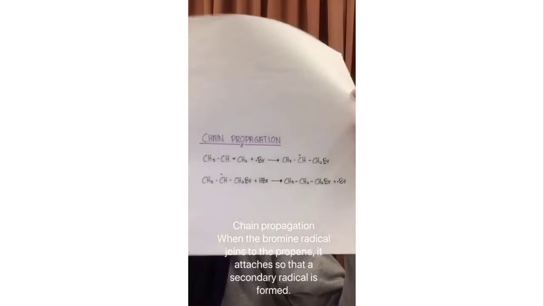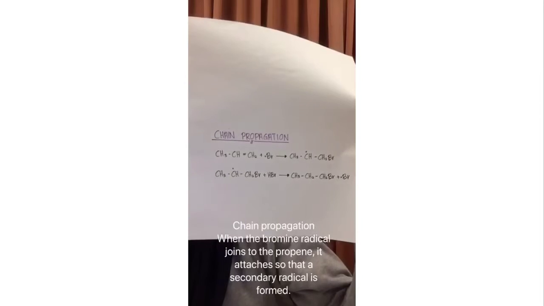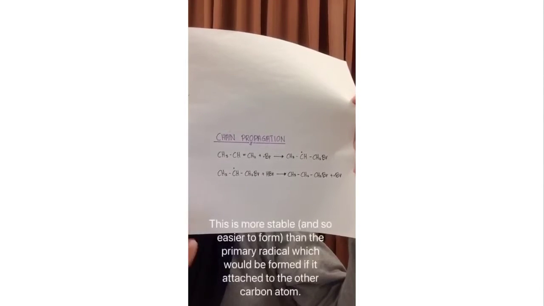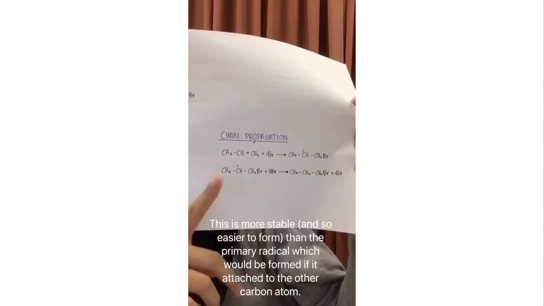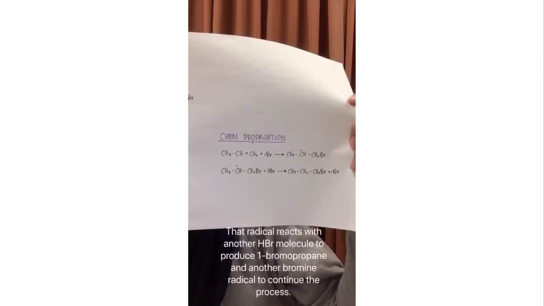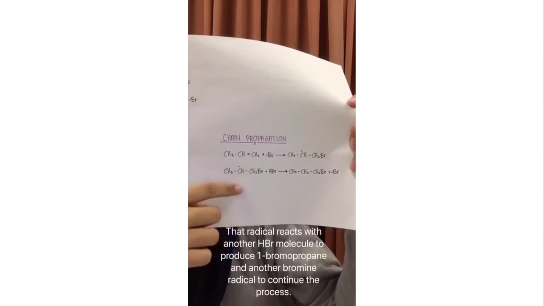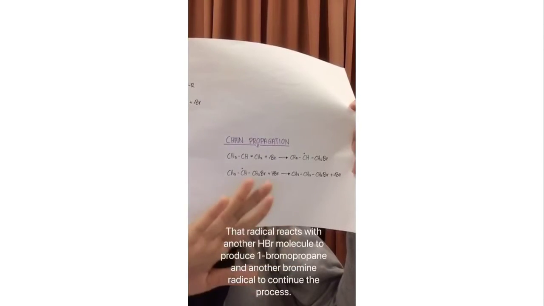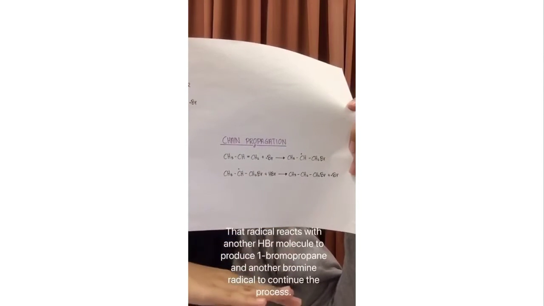propagation, here when the bromine radical joins to the propene, it attaches so that a secondary radical is formed. This is more stable and so easier to form than the primary radical, which would be formed if it attached to the other carbon atom. That radical reacts with another HBr molecule to produce 1-bromopropane and another bromine radical to continue the process.